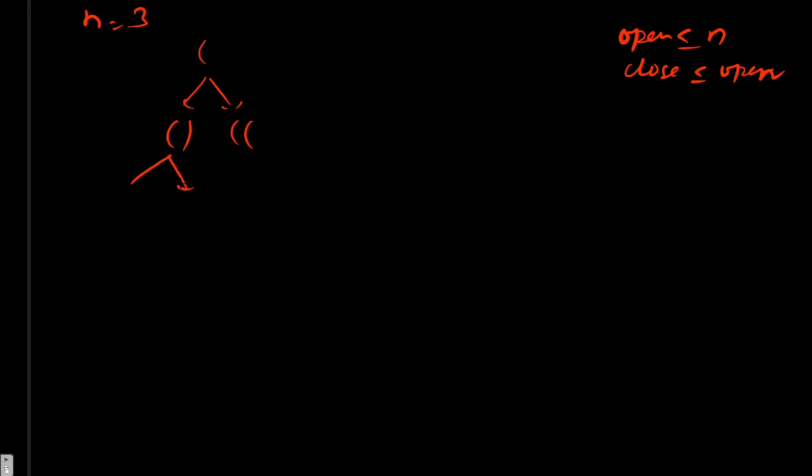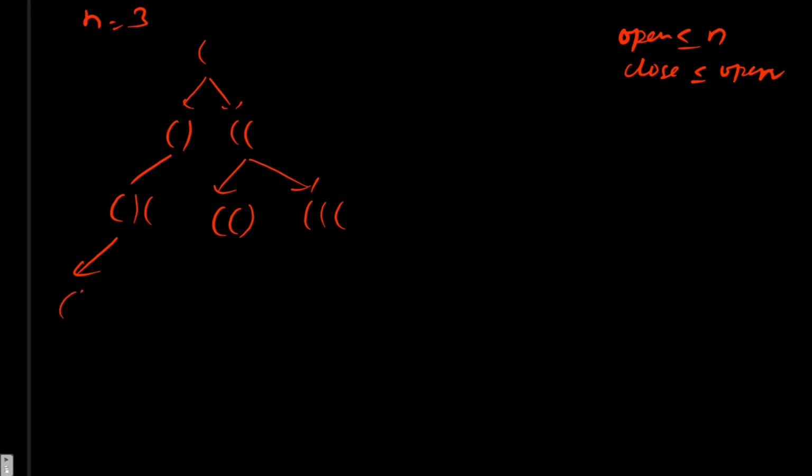Here you can see that open and close are equal. So in this case we can only choose open. Then open is 2 and close is 0. In this case open is greater than close, so we can choose either of the two choices, open or close. Moving forward, here we have two open brackets and one close bracket. Now we can choose any of the options.